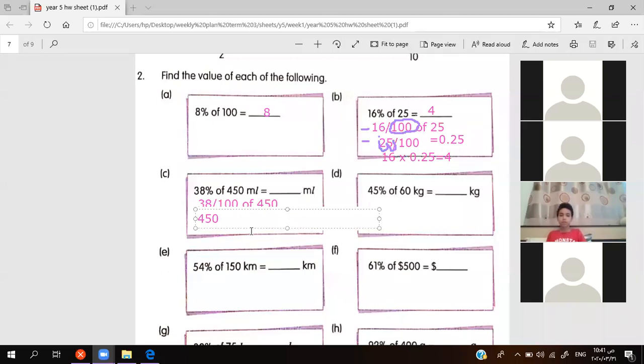Okay guys, so now I have to do what? I will divide the 450 by 100.